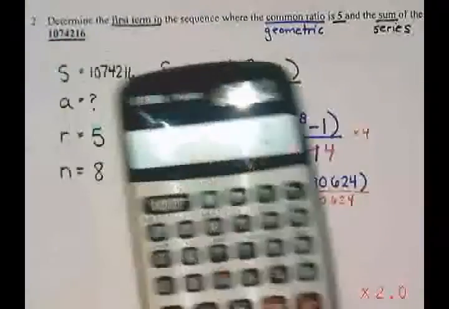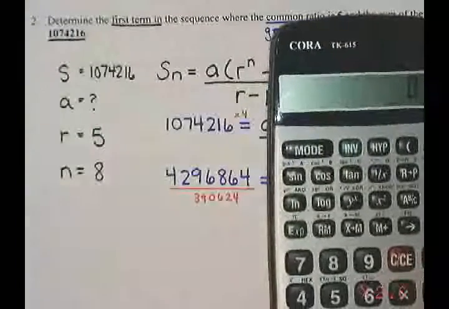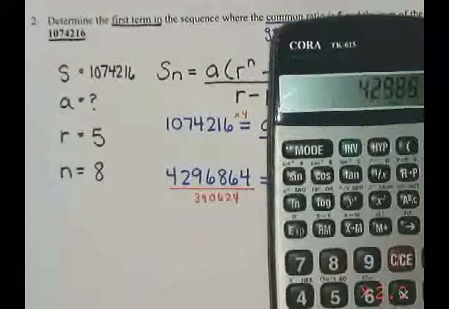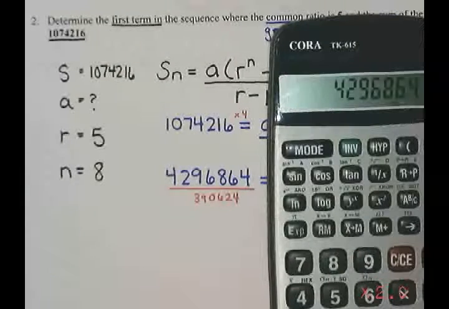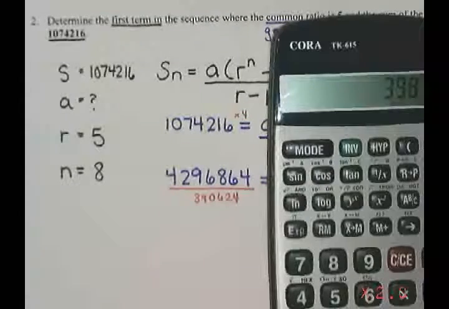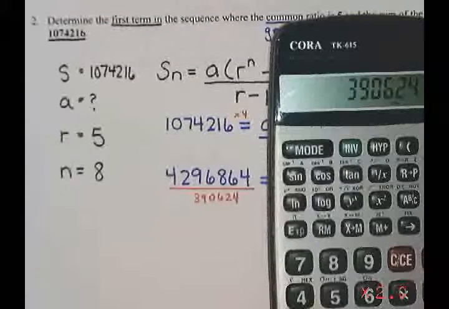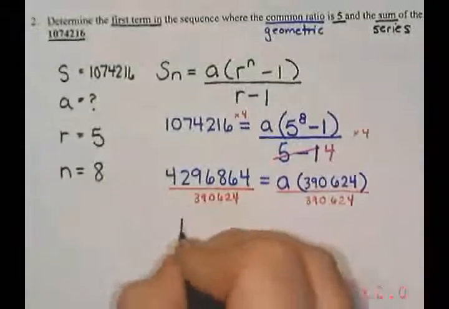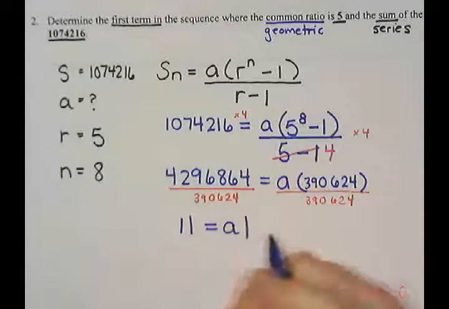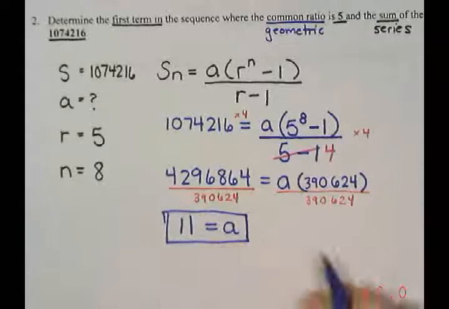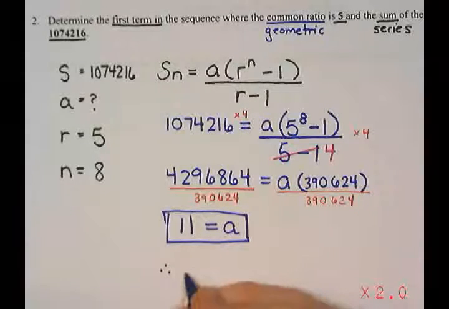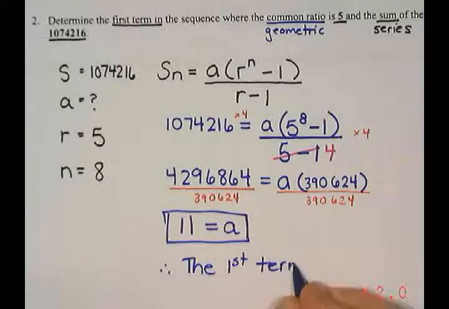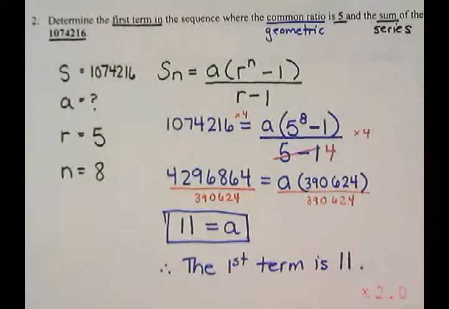So I've got 4,296,864 divided by 390,624. I end up with 11, which tells me that the first term is 11. So for that, I'm actually going to write a little sentence. I'm going to say the first term is 11.